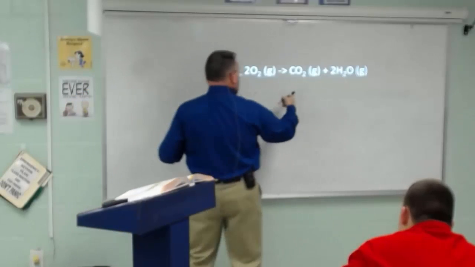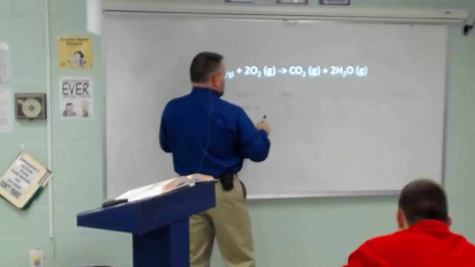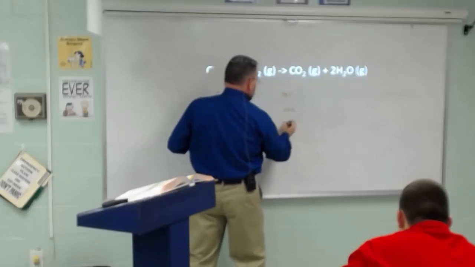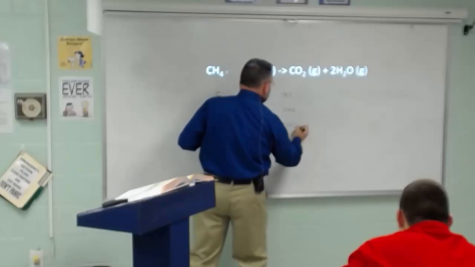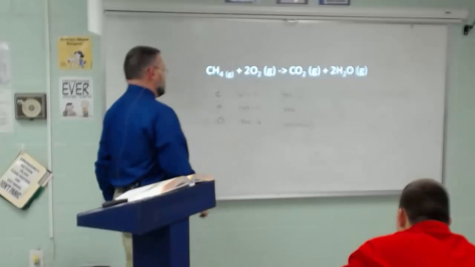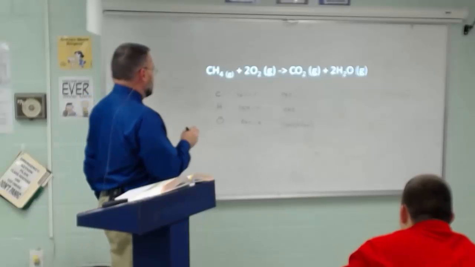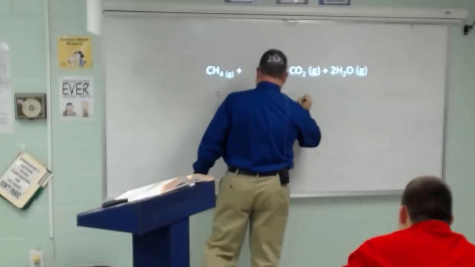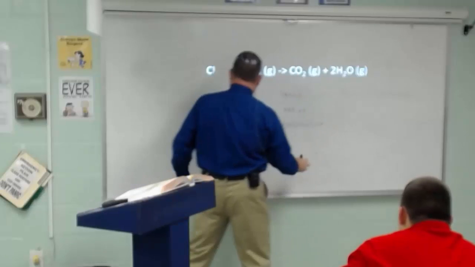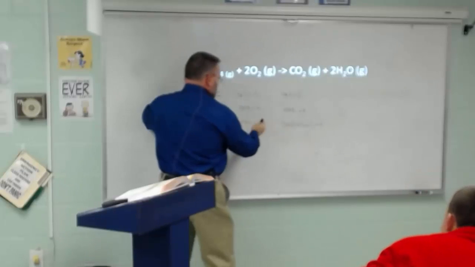Product side, carbon, we have 1 set 1. Any more? No. Hydrogen, 2 set 2. And oxygen, 1 set 2 plus 2 set 1. All right. And 1, 4, 2 and 2 is 4. So we have carbon has 1 and 1, hydrogen has 4 and 4, oxygen has 4 and 4.